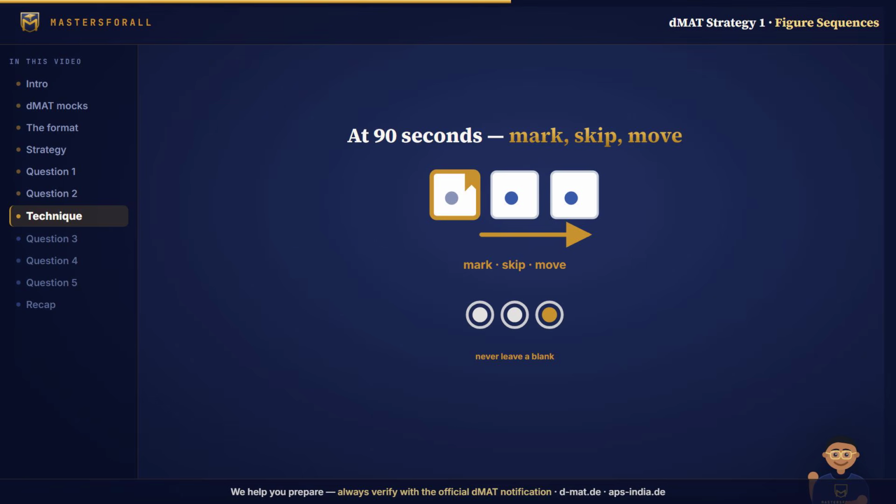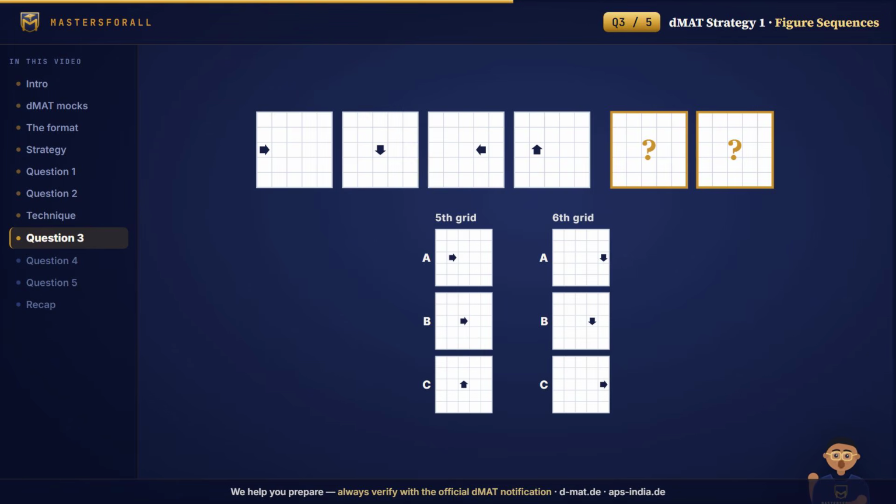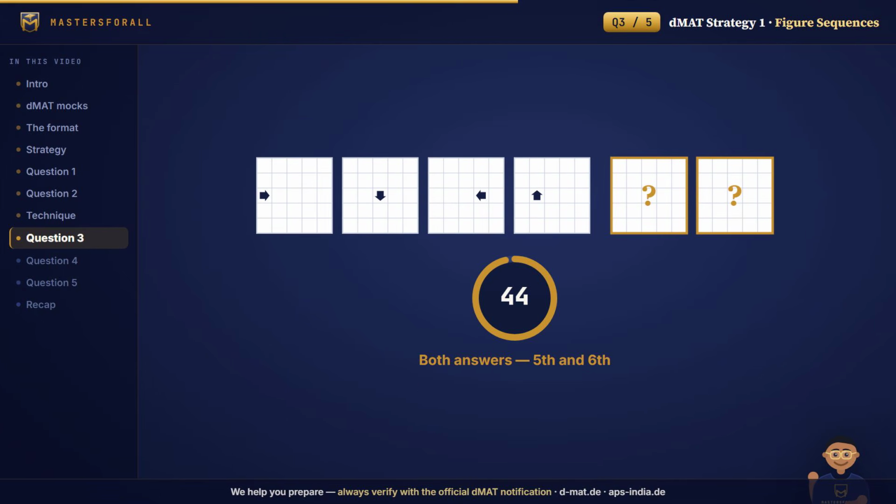Question 3. One arrow on the middle row, the step is not steady. Find what the step is doing.